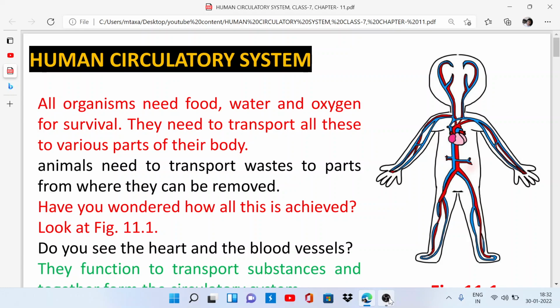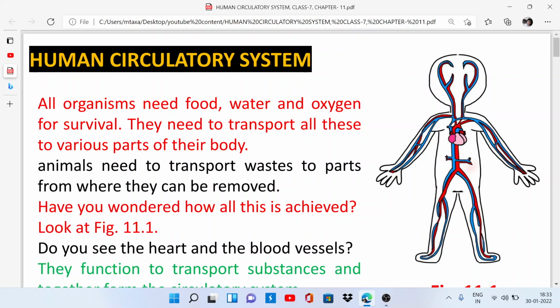Today we will discuss the human circulatory system. First, we should know what circulation is. Circulation means movement of something from one point to different points, or from one point to another point. We all know all living organisms need food, water, and oxygen to survive. But they all need to be transported from one part of the body to different parts of the body. Animals also need to transport waste materials from where they are generated to the body parts where they can be removed out of the body.